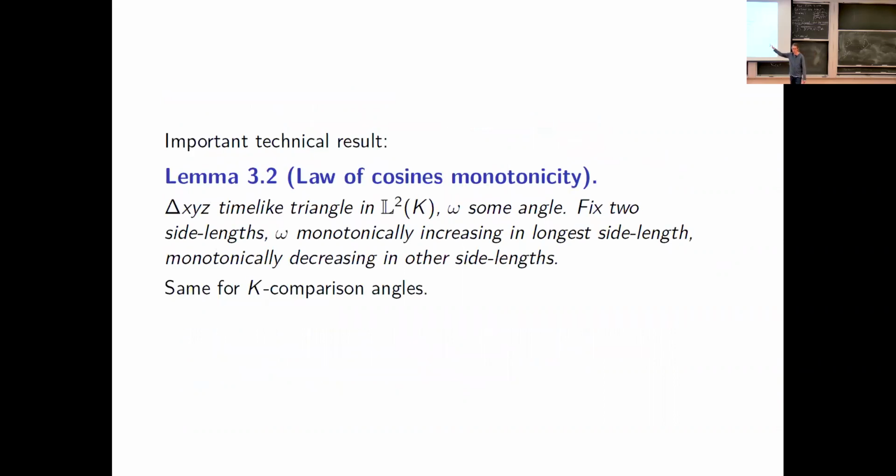Okay, an important technical result when dealing with comparison triangles or triangles in comparison spaces, we have some monotonicities floating around. Like I have a triangle. Now I keep 2 of the side lengths fixed and vary the third one. If I do this, all 3 angles have the same monotonicity. Namely, if I make the longest side length longer, the angle will increase. If I make one of the other 2 side lengths longer, the angle will decrease. One can also view this as the reverse triangle inequality gets more into an equality or an inequality.